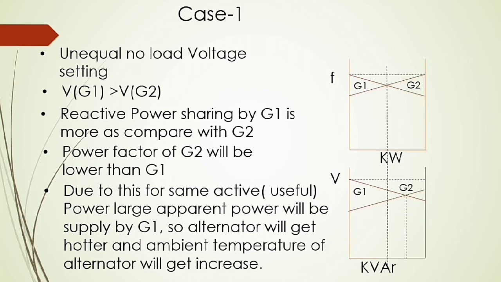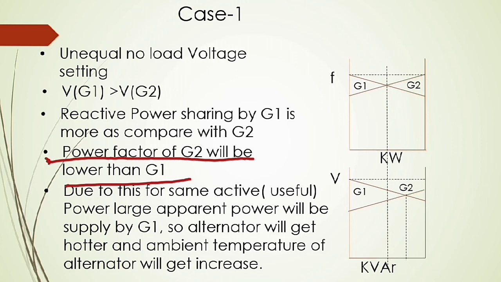That means the alternator which has the large terminal voltage always has the large reactive power sharing capacity. So the reactive power sharing by G1 is more as compared with G2, and the power factor of G2 will be lower. That means G2 has a low power factor. Due to this, for the same active or useful power, large apparent power will be supplied by G1.